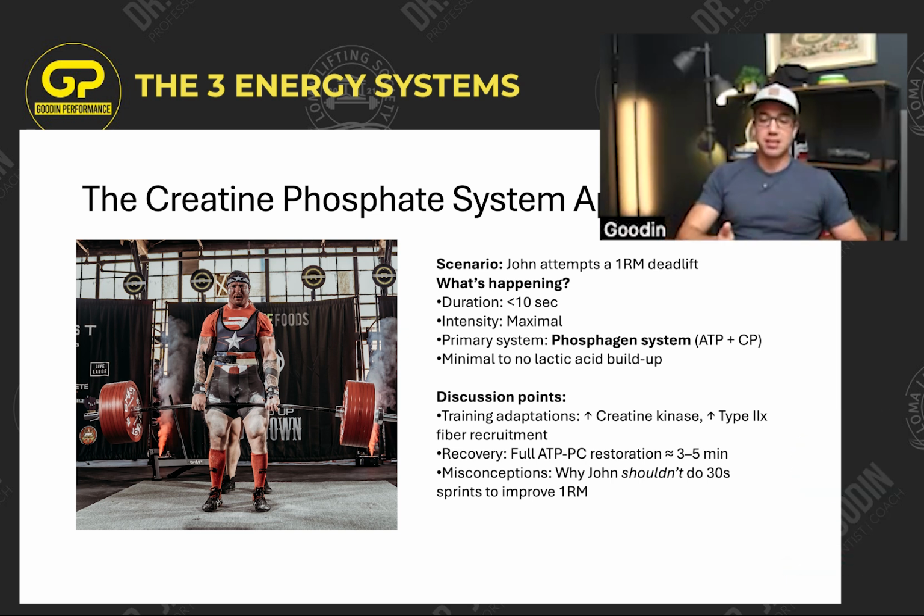Now, that's not to say he couldn't pull a slightly lighter load again within 3 minutes. If you've ever lifted weights and you've done singles or cluster sets, it doesn't mean you can't do it again. It just means that to be fully repleted, fully restored, you do have to wait quite a while for the system.